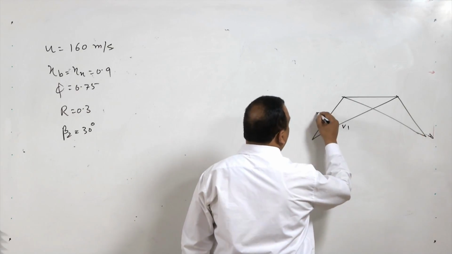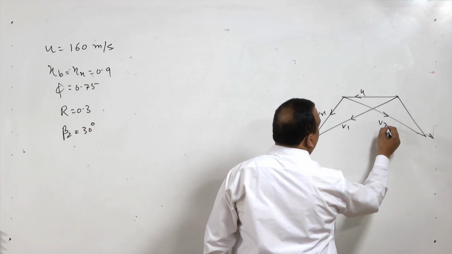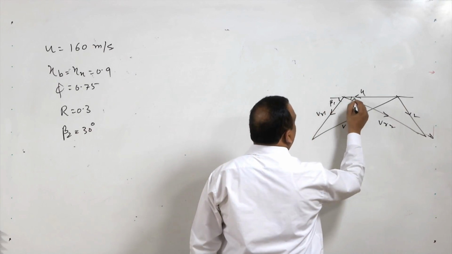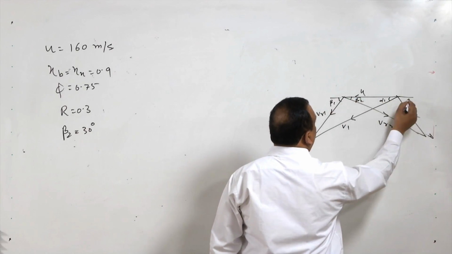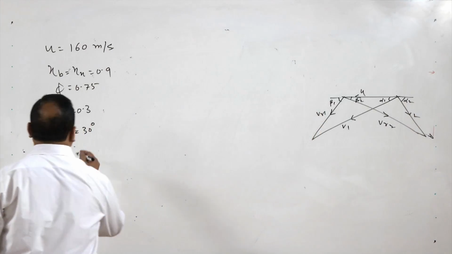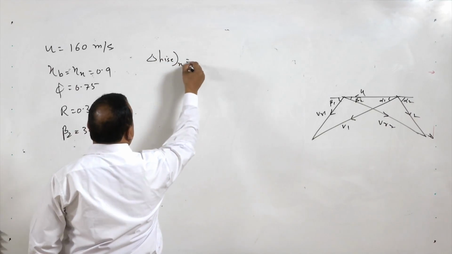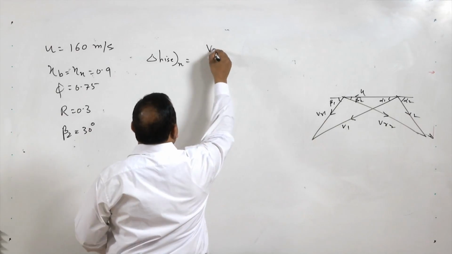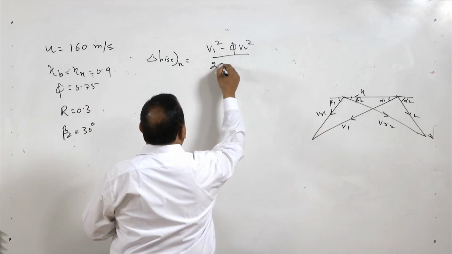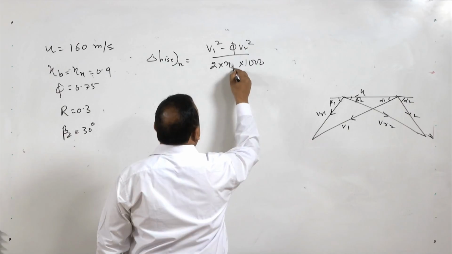This is V1, VR1, U, VR2, V2, beta 1, beta 2, alpha 1 and alpha 2, right. Now, delta H isentropic in nozzles is equal to (V1 square minus phi V2 square) by 2 into 1000. This is the efficiency of the nozzle.